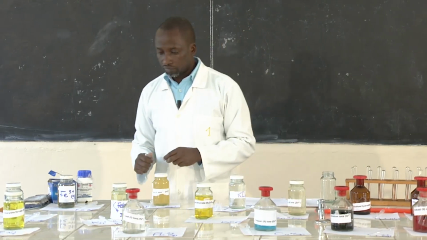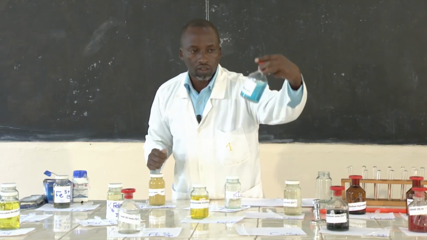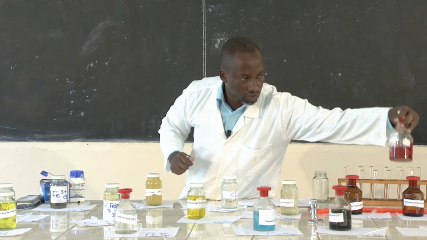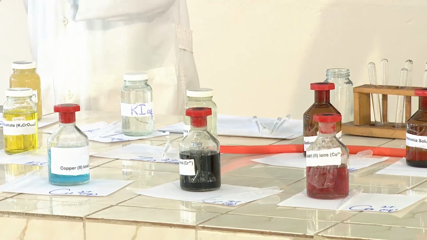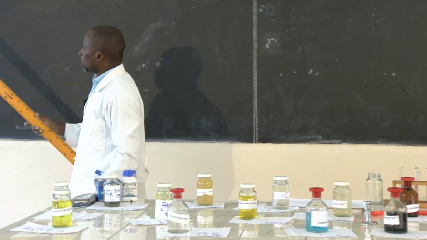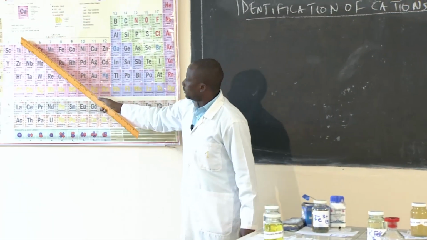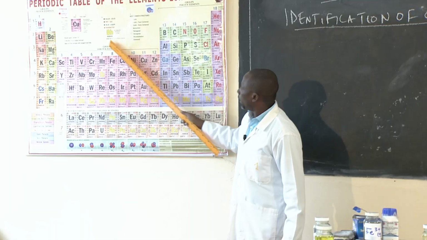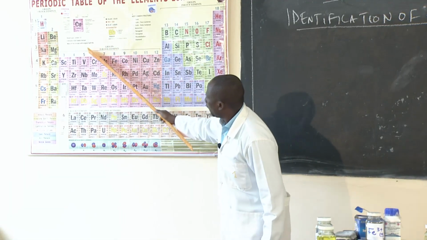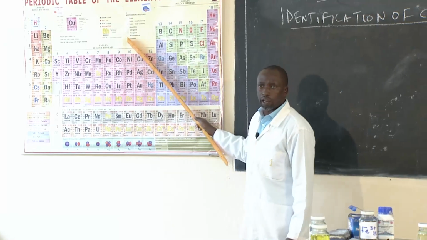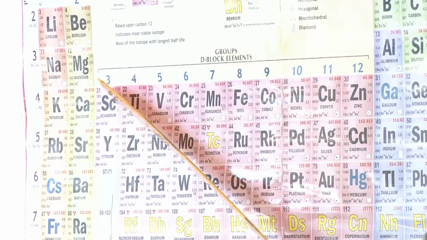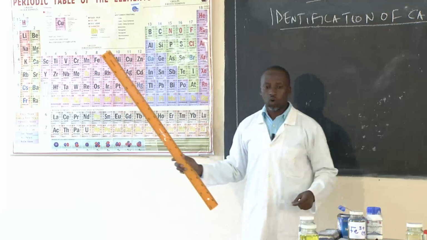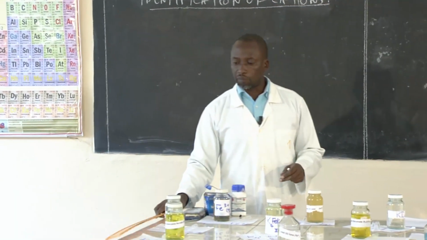Some of them have very interesting colors. Look at this one. Look at this cobalt. The ones that are colored, just take a look at this. This is the periodic table. These elements here, I hope you remember the general name given to them. They are called d-block elements. So these are transition elements. And mainly, if you remember, transition elements form colored compounds. So the compounds of transition elements are colored.